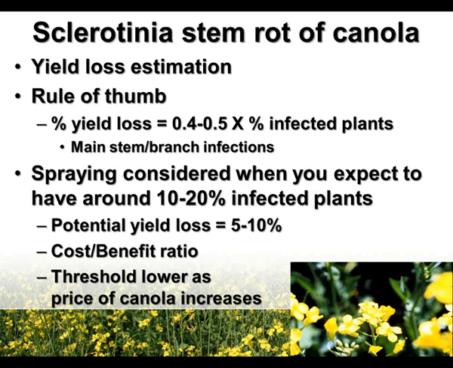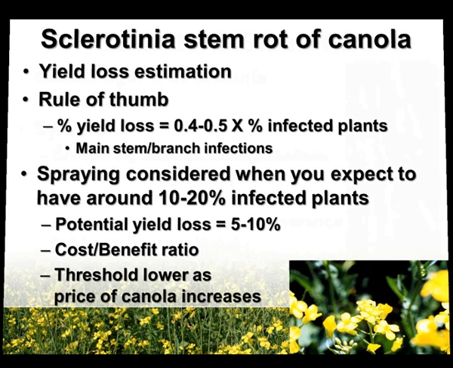So of course, as the price of canola increases, that threshold becomes lower. So if canola is $6 per bushel, you're probably wanting to see at least 20% infected plants in that field to perhaps have an economic benefit from that fungicide.